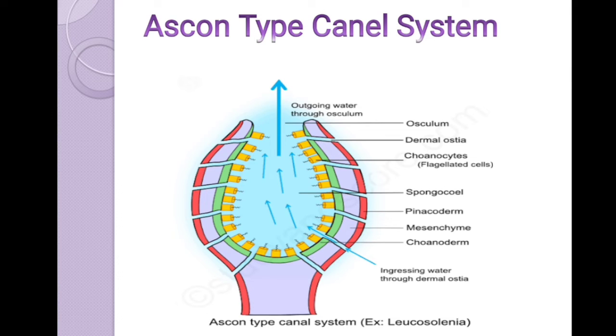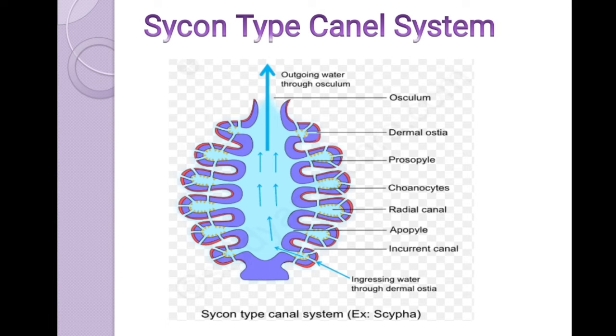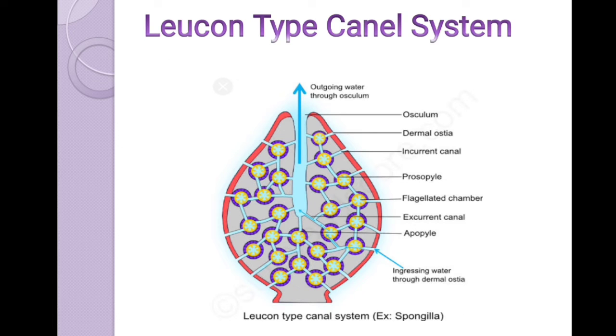Ascon type canal system, where the choanocytes line the spongocoel. In Sycon type canal system, the choanocytes line the radial canal. And in Leucon type canal system, the choanocytes line the flagellated chamber.